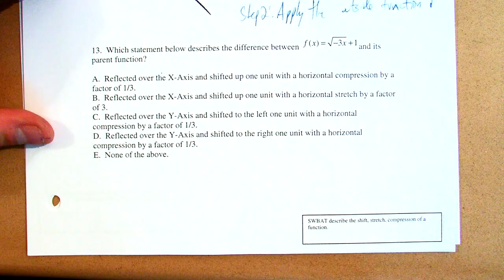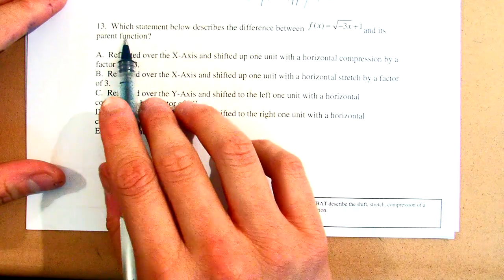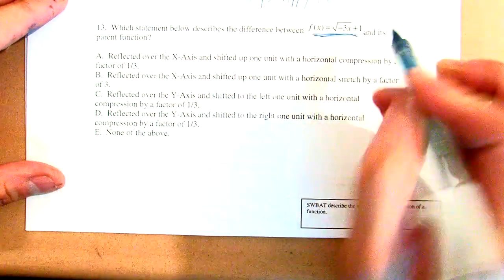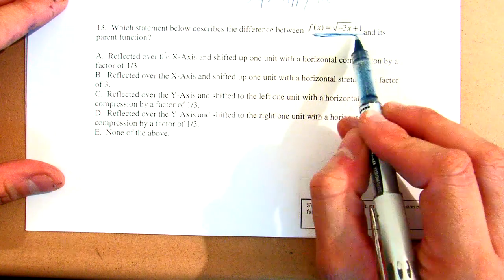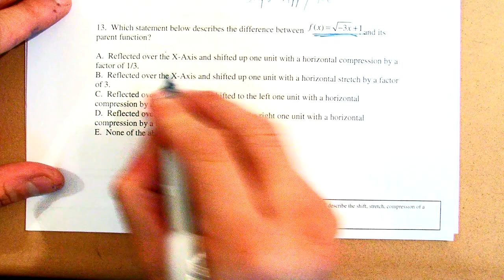So here we are, folks. We are looking at practice question number 13 on the Unit 3 exam. It says here, which statement below describes the difference between this, f of x equals the square root of the quantity negative 3x, plus 1, notice the plus 1 is on the outside, and its parent function.